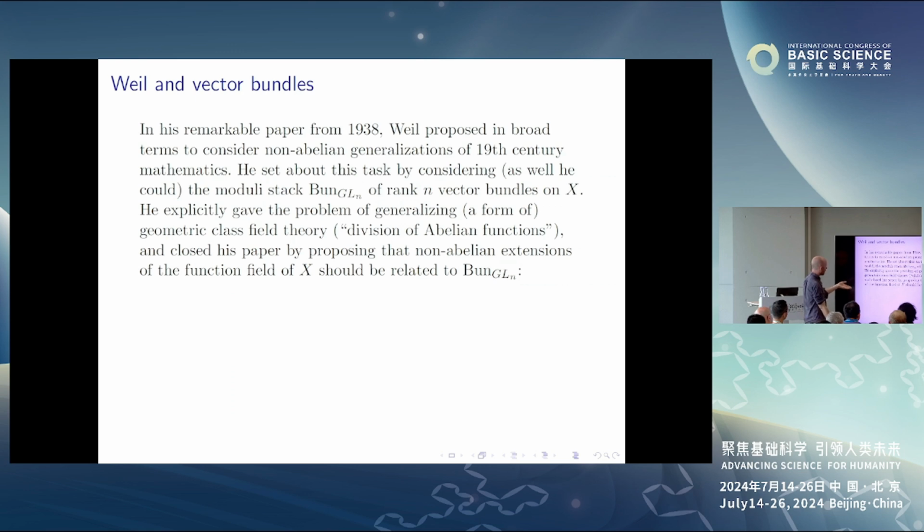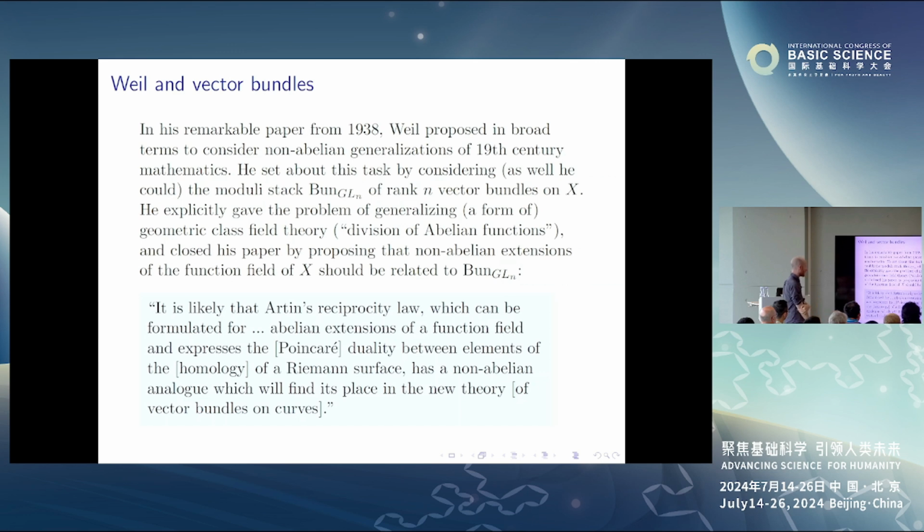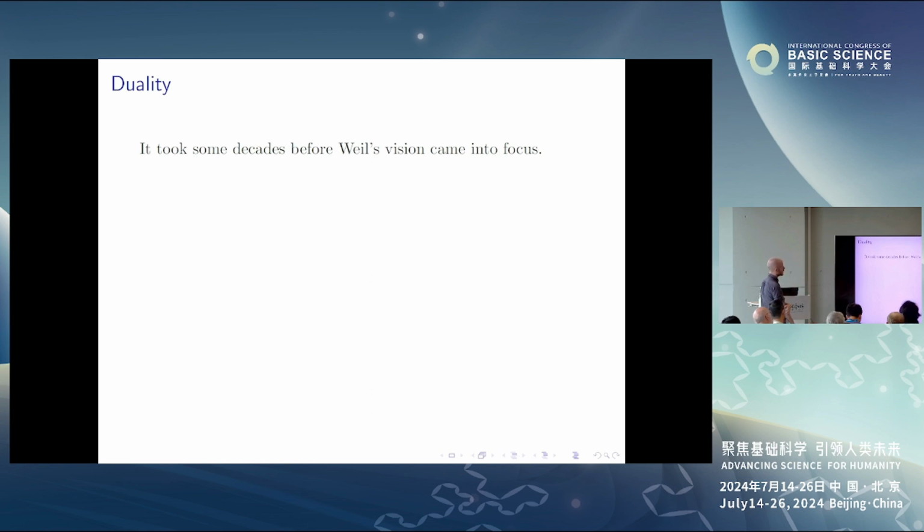And he closes this paper by proposing that the non-abelian extensions of the function field should be related to this Bun GL_n. He says it's likely that Artin's reciprocity law, something abelian, which can be formulated for abelian extensions of a function field and expresses the Poincare duality that we saw before between elements of the homology of a Riemann surface, has a non-abelian analog, which will find its place in the new theory of vector bundles on curves. In other words, he says that just as the Jacobian controls abelian extensions of a function field, maybe there's some similar way that the space of vector bundles controls non-abelian extensions. And this is exactly what happens in the Langlands program. So it took some decades until Weil's vision came into focus.